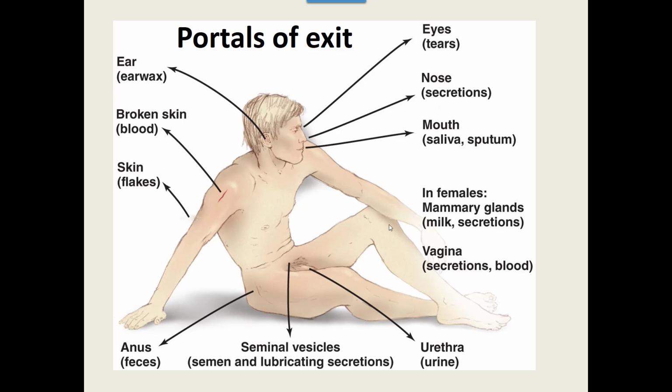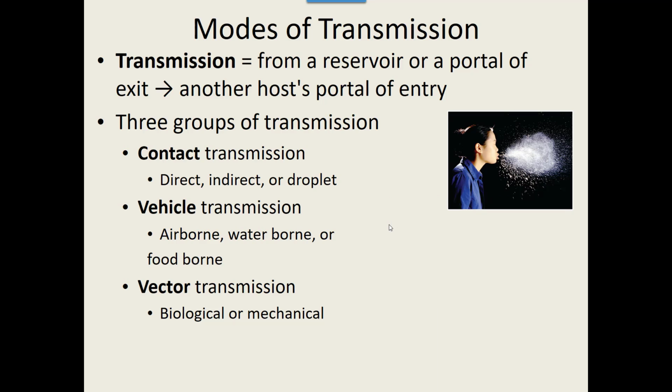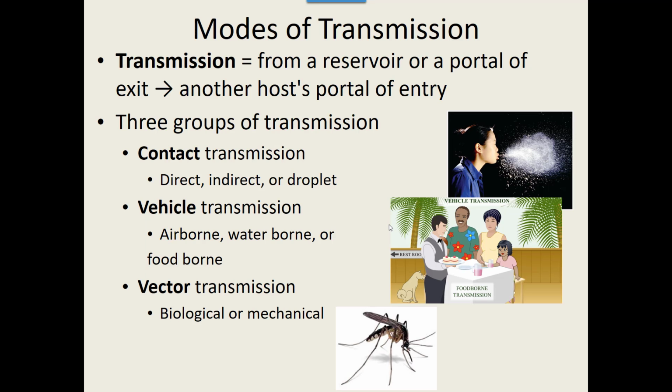Now, modes of transmission. If you've got a little area for notes, you may want to write a few things down. Modes of transmission is just how they go from a portal of exit to another host's portal of entry. How does it get from one place to another? If you got sick, where did it come from and how did it get in you? We group these modes of transmission into 3 groups: contact, vehicle, and vector. I've got a couple examples for each of these, so you may want to write some down, because you may see them on the next quiz.